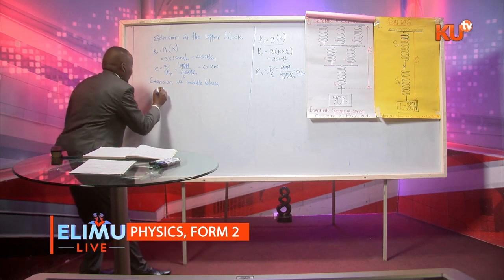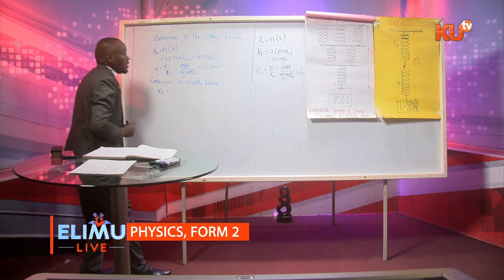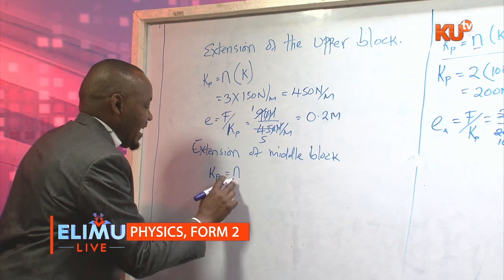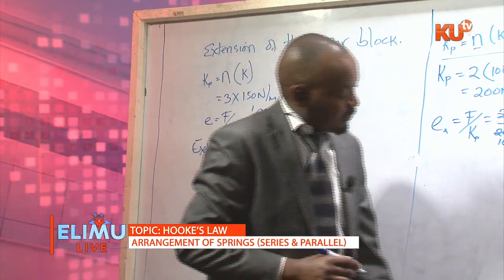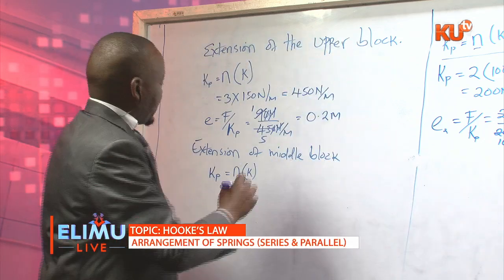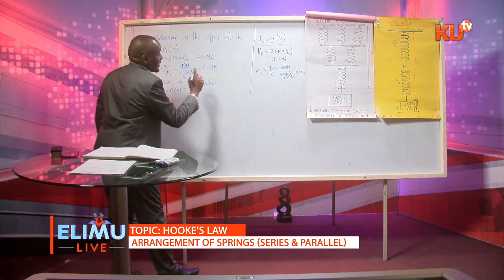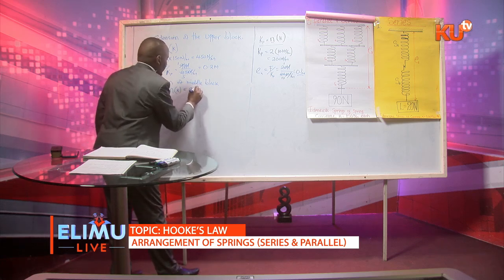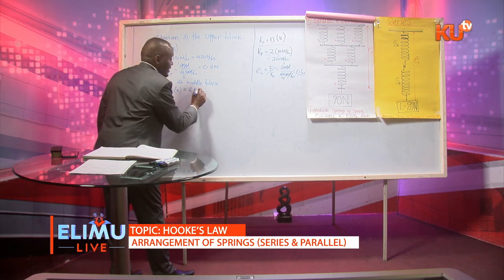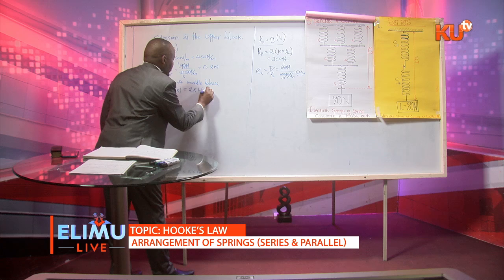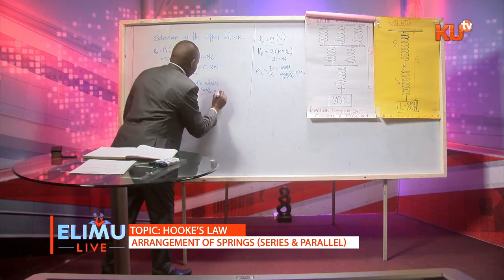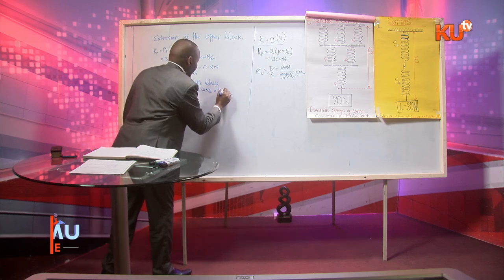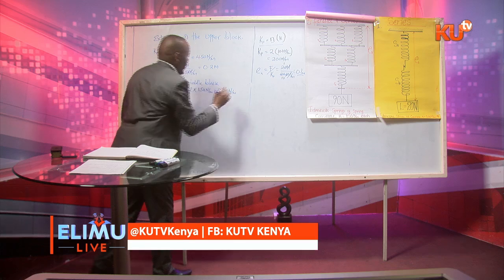Now, we are going first to work the spring constant of the middle block, in which we say the formula is n, the number of springs, multiplied by the spring constant of each of those springs. So in substituting, we have n. We can count the springs, they are only 2, multiplied by the spring constant of 150 newtons per meter. When we multiply 150 with 2, we get 300 newtons per meter.